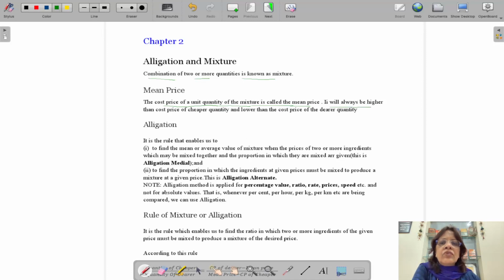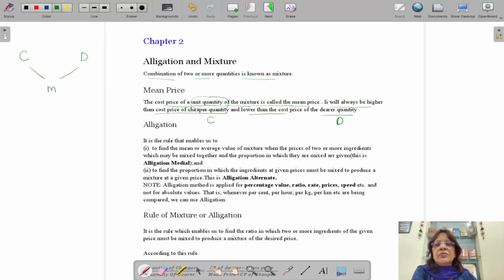It will always be higher than the cost price of the cheaper quantity, that will be denoted by C, and lower than the cost price of the dearer quantity, that will be denoted by D. So I hope it is clear. The cost price of one unit of the mixture is called the mean price. We write the cheaper quantity like this, C, and the expensive quantity like this, D. Then in the center, we write the mean price.